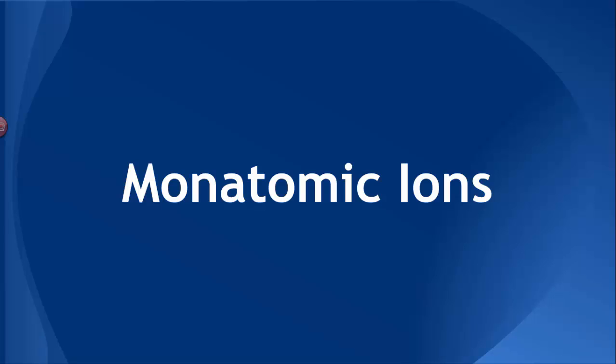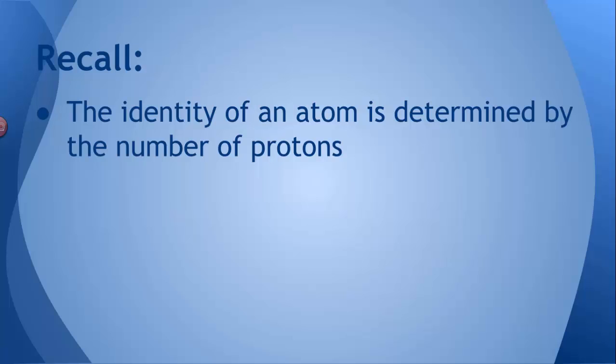So in this video we're going to discuss monatomic ions. We're getting ready to look at chemical bonding, and ions are an important part of that. Things to remember. The identity of an atom is determined by how many protons it has in its nucleus. If you change the number of protons, you change the atom into something else.